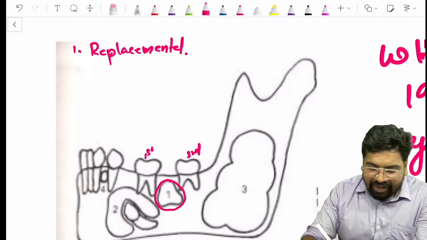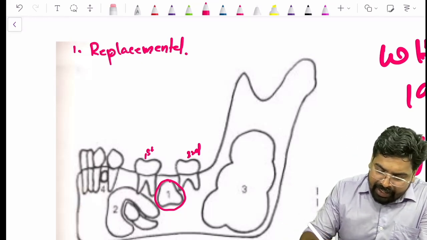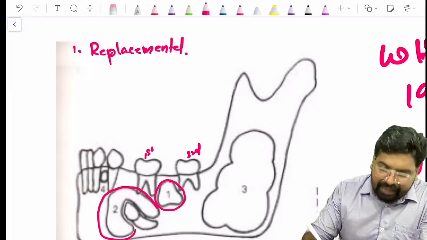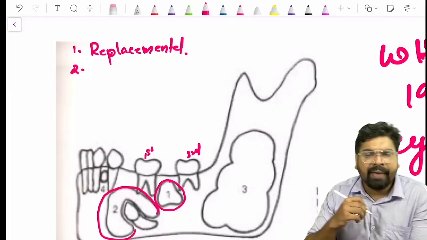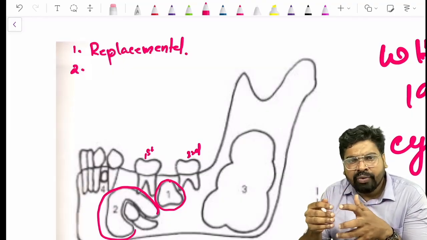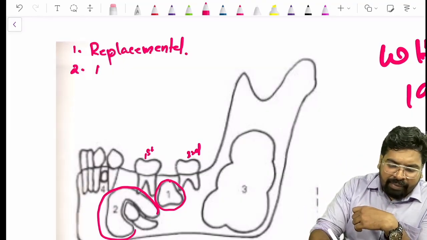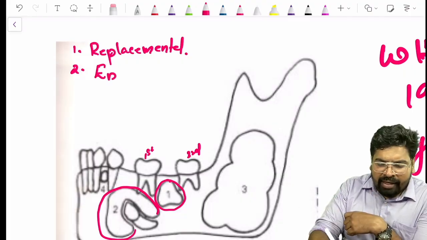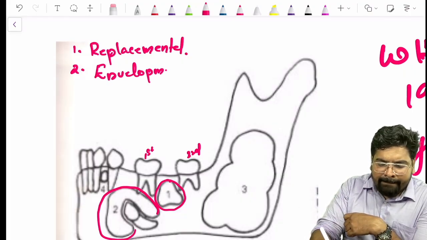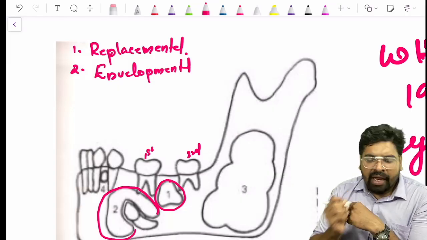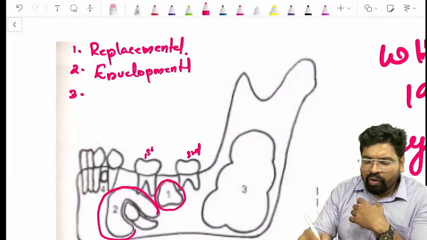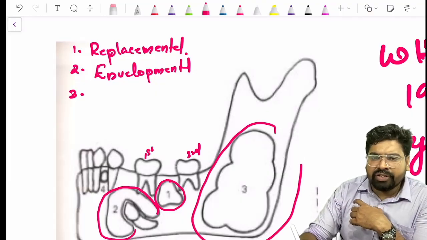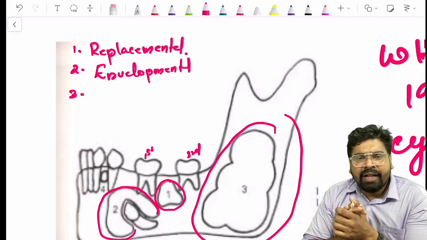Now if it comes around an impacted tooth like this, number 2, we call it envelopmental, meaning enveloping an impacted tooth. Okay, number 2 is envelopmental here. Number 3, can you see the OKC came in the ramus region? So OKC came in the ramus region.